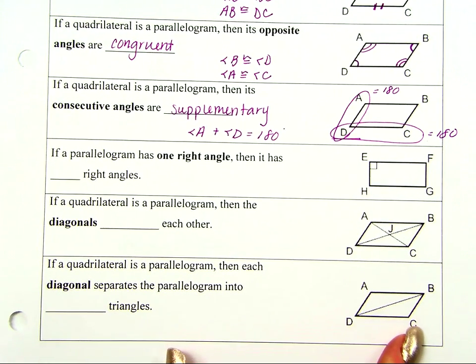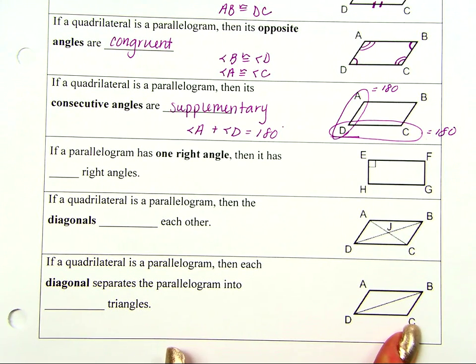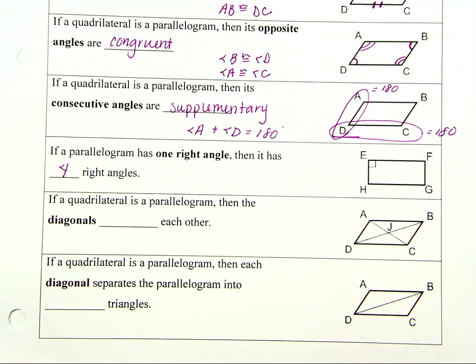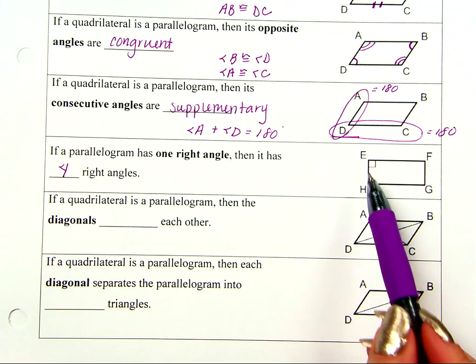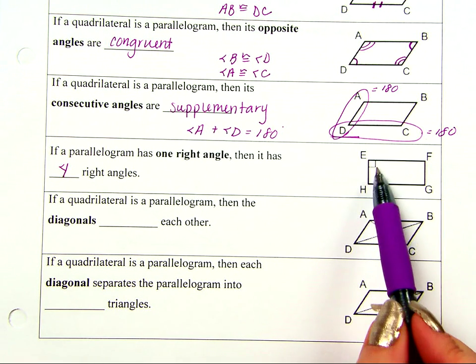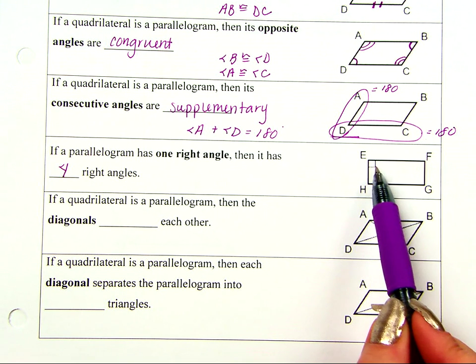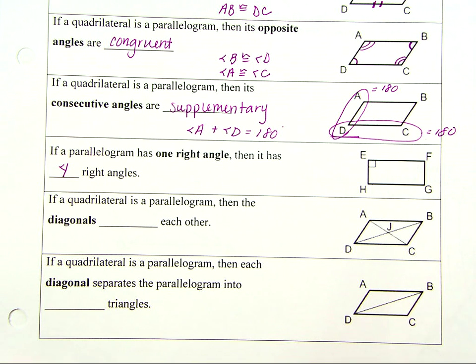If a parallelogram has one right angle, then it is going to have four right angles. Because our consecutive angles have to be supplementary, if this is 90, then this angle here is going to have to be 90. And likewise, going across, if angle E is 90, angle F is going to be 90.